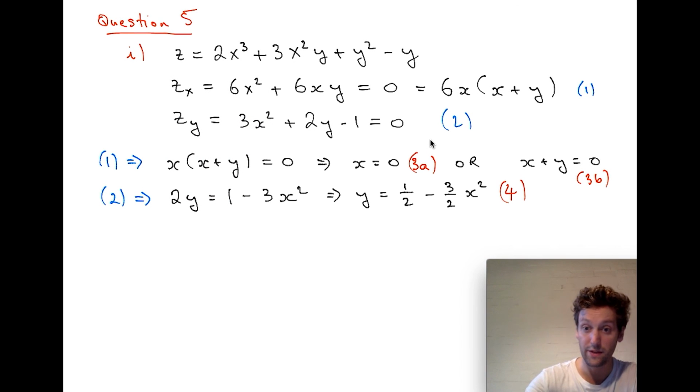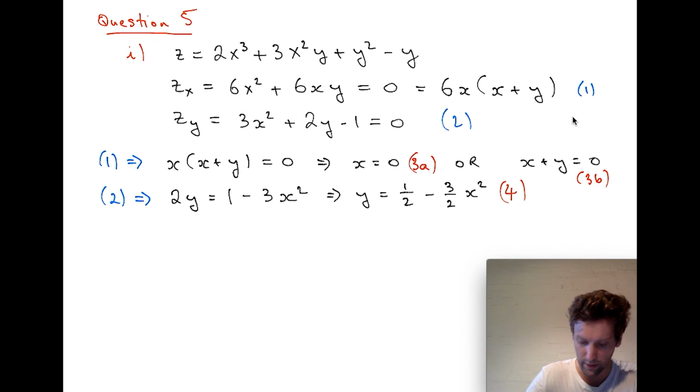So what we have here is a couple of different pieces of information that we need to combine to find our solutions. Now remember that expressions 3a and 3b came from equation 1, the partial derivative of z with respect to x being equal to 0. Now I need to use at least one of those pieces of information in order to satisfy equation 1. Expression 2 just ended up giving me expression 4. So I have a couple of different possibilities. I have 3a combined with 4 or 3b combined with 4. Those are the two different possibilities which will satisfy both of these equations, 1 and 2.